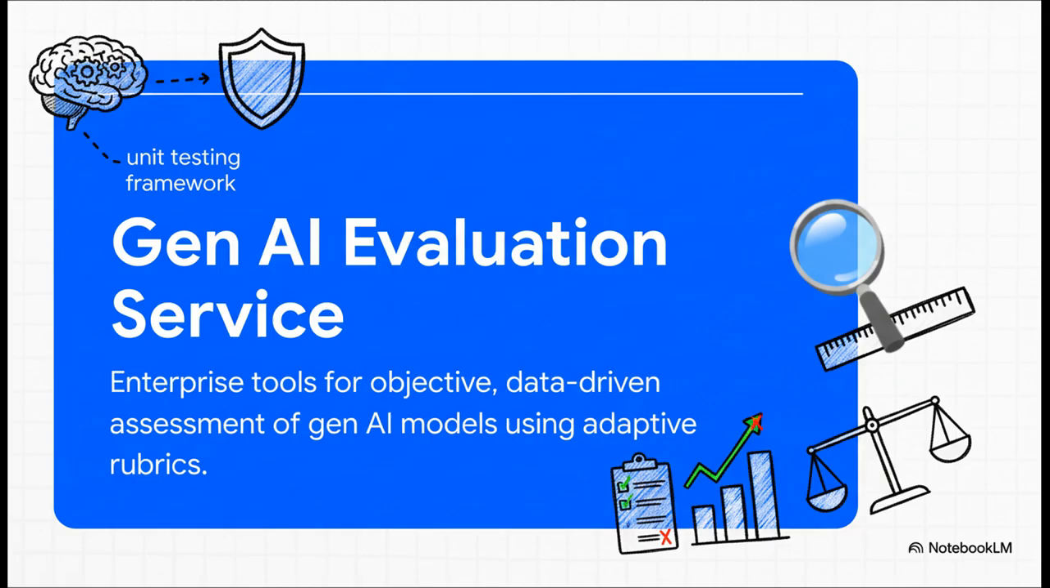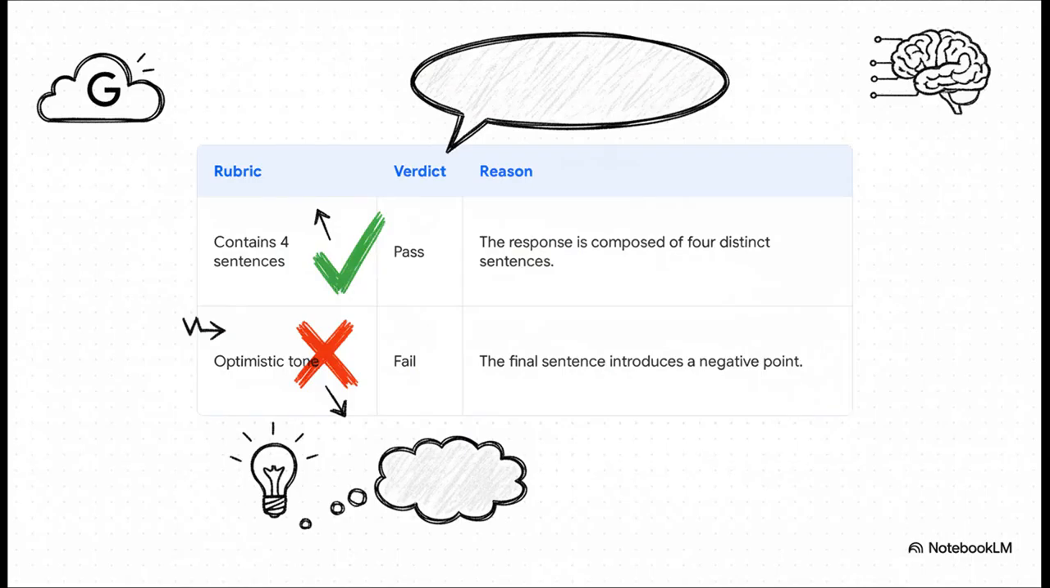The best way to think of it is like a unit testing framework, but for the AI model itself. It gives you objective, data-driven feedback on its performance using this really powerful feature called adaptive rubrics, which we're about to see. So instead of getting some vague percentage score, the team gets this kind of super granular breakdown. They can see right here the model passed on the sentence count, but it failed on maintaining an optimistic tone. This is incredibly actionable. They know exactly what part of their prompt they need to go back and tweak to get the result they want.